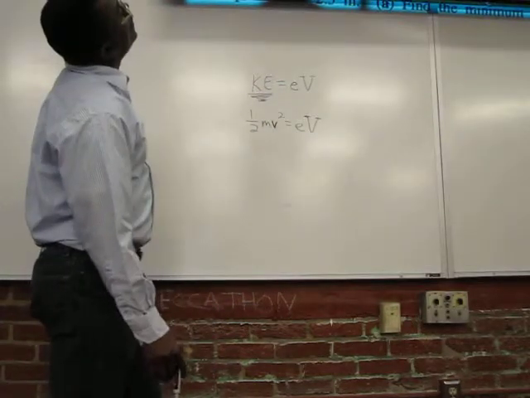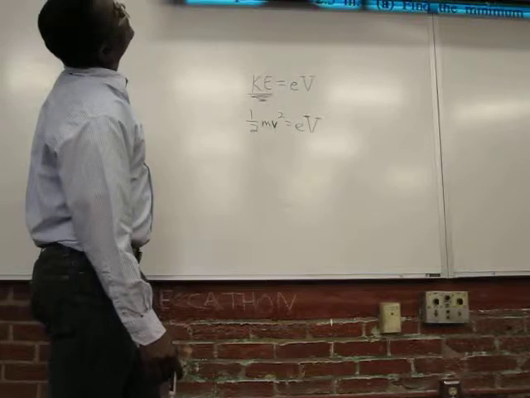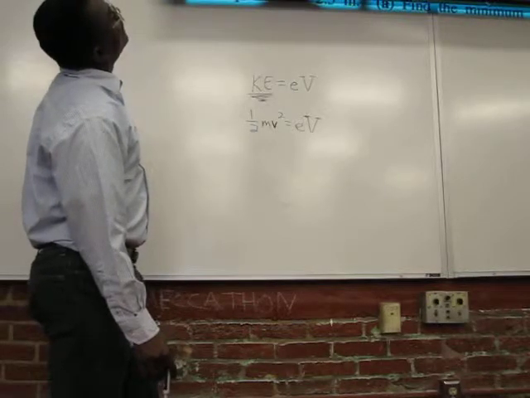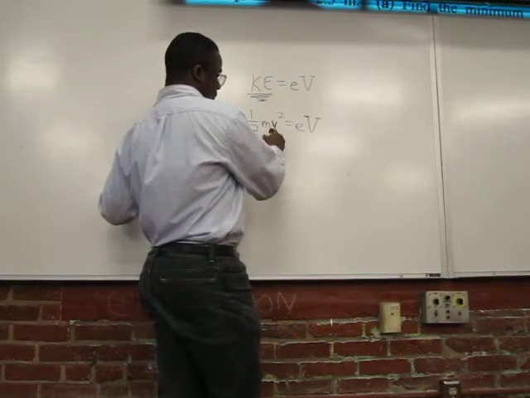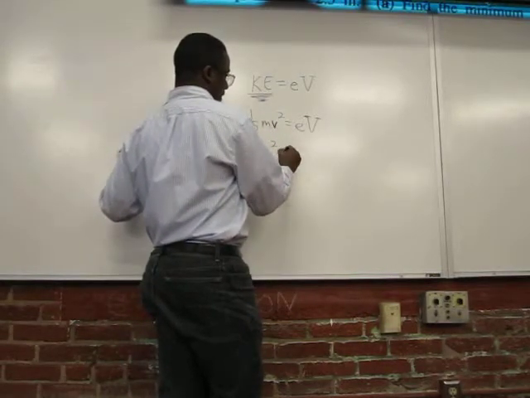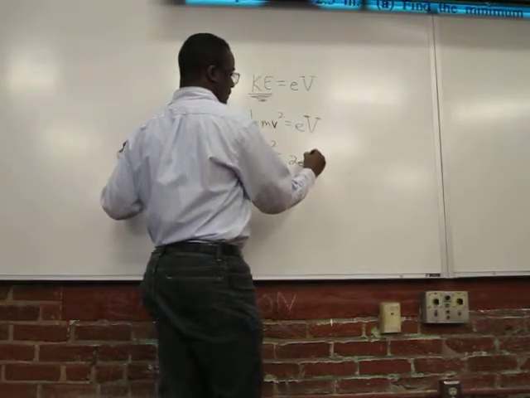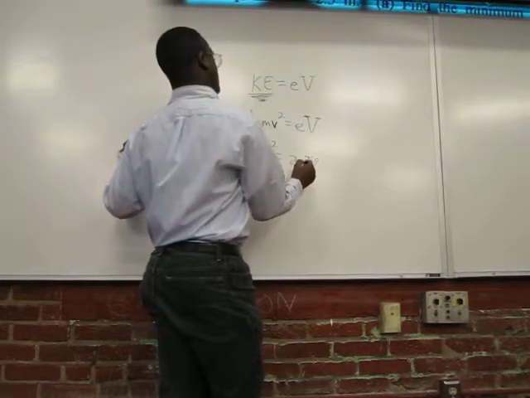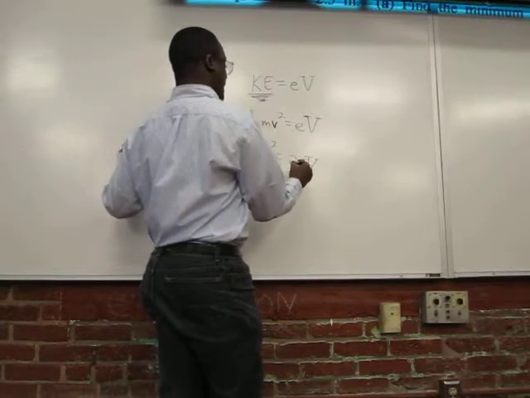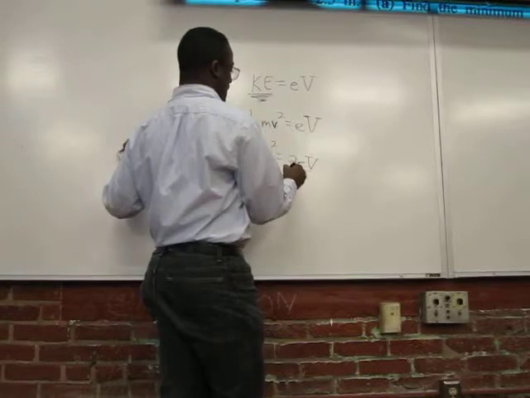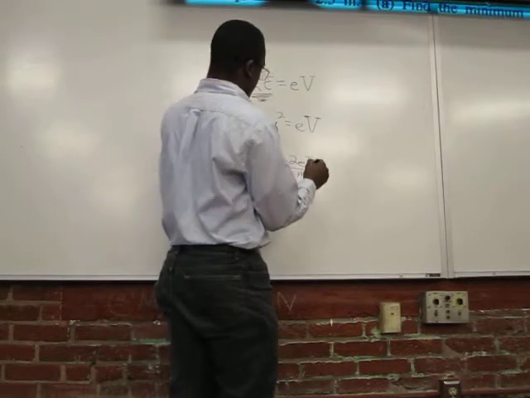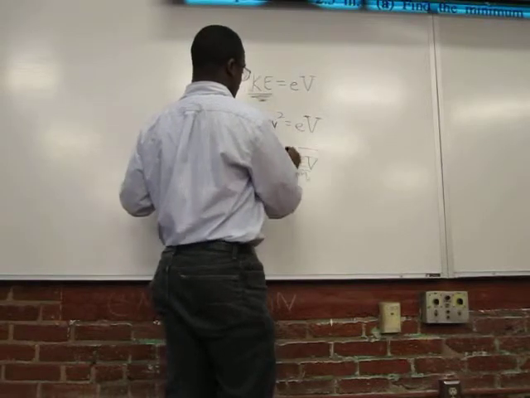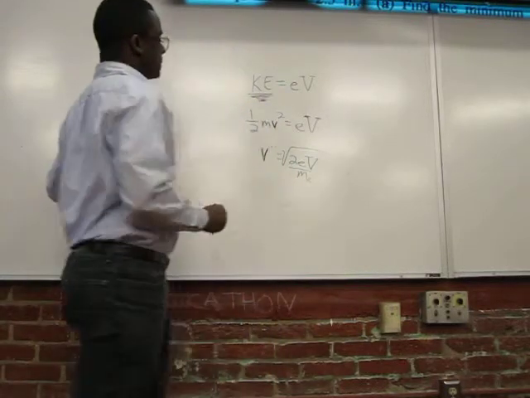Okay? So they want me to find the final speed. So let me just solve this for v. So that's going to be 2eV, for voltage, divided by m, the mass of the electron, and then I can just take the square root of both sides to find v. Alright, so that's my velocity.